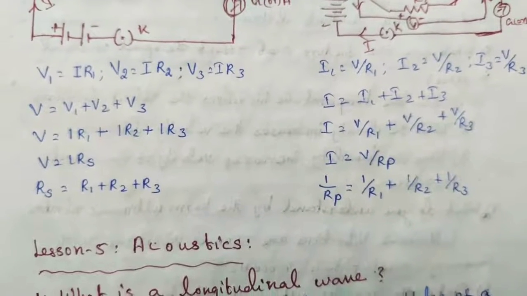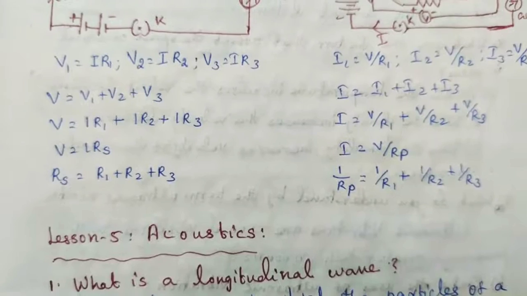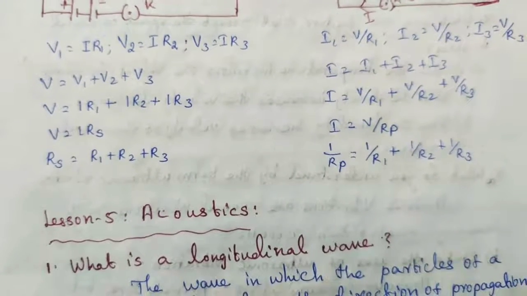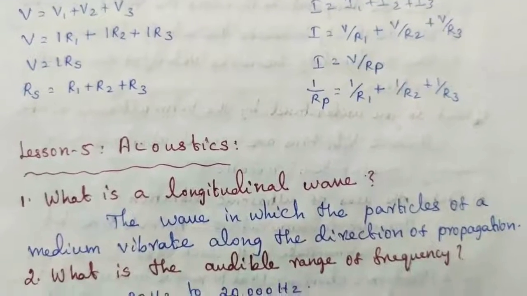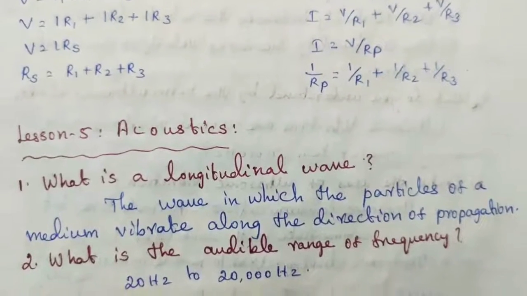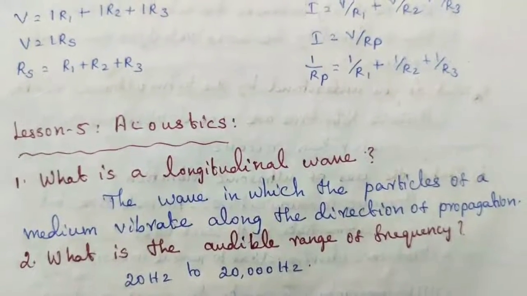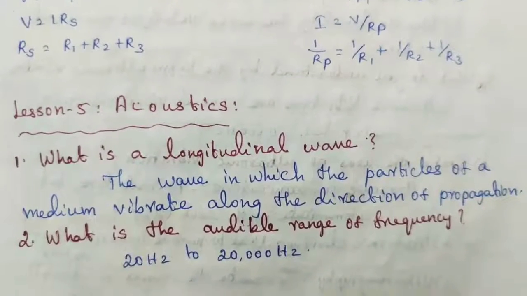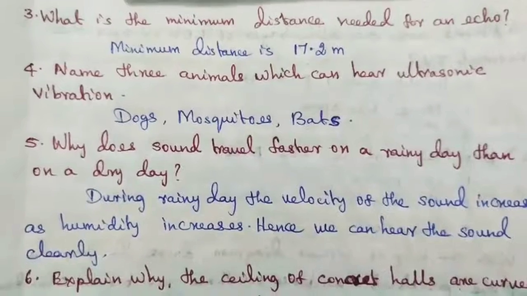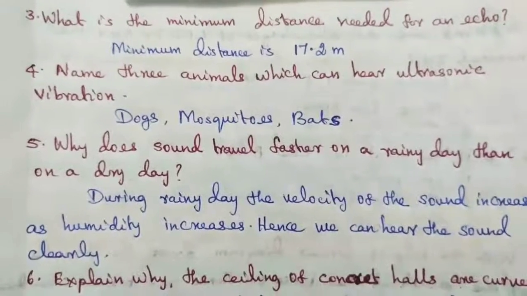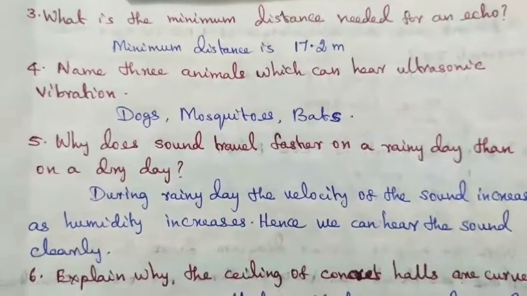Lesson 5, Acoustics. What is a longitudinal wave? The wave in which the particles of a medium vibrate along the direction of propagation. What is the audible range of frequency? 20 Hz to 20,000 Hz. What is the minimum distance needed for an echo? Minimum distance is 17.2 meters.